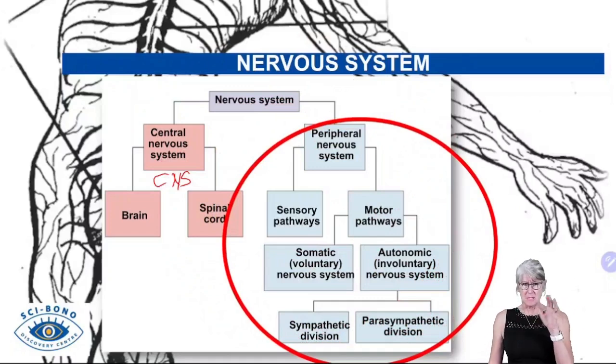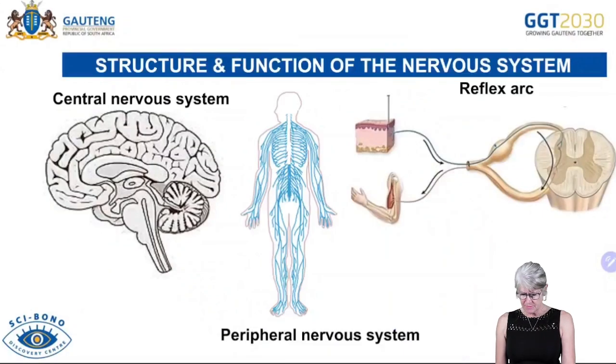Okay, and my heart keeps beating. All right, so then your autonomic nervous system is divided into two parts as well, and that is known as the sympathetic division, or the sympathetic nervous system, and the parasympathetic. Remember they work opposite, they are antagonistic. So whatever the one does, the other one does the opposite. All right, so let's have a look at the basic structure.